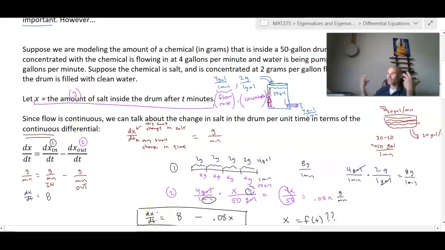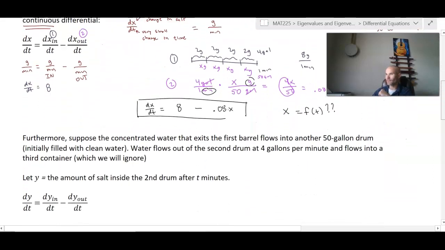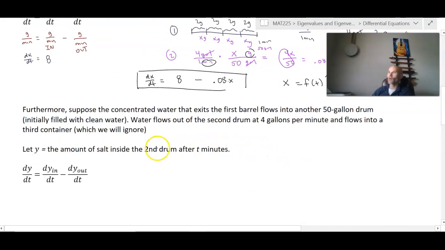You might remember integration comes into play where we work backwards to take a derivative and get the original function, but there's going to be an easier way. We're going to do a little bit more modeling. Suppose the concentrated water that exits the first barrel flows into another 50-gallon drum, initially filled with clean water. Water flows out of the second drum at 4 gallons per minute and flows into a third container, which we will ignore. So we have our second drum here, okay, and we have something flowing in, right? What's flowing in here?